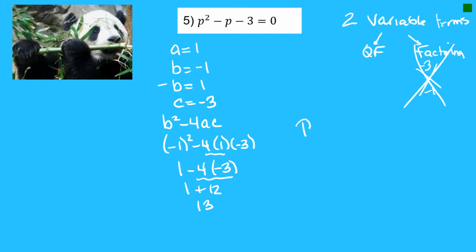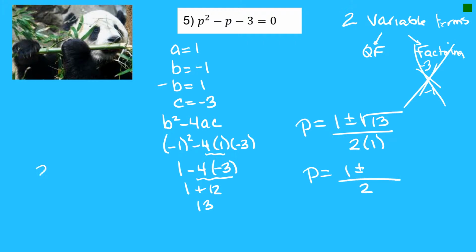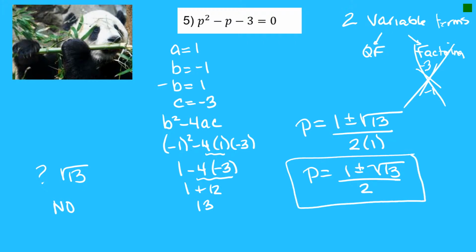So when I go to the quadratic formula, p is equal to the opposite of b plus or minus the square root of the value of the discriminant all over 2 times a. So I get 1 plus or minus the square root of 13, over 2 times 1, which is 2. The question is, is there a square root of 13? The answer is no, it cannot be simplified because 13 is a prime number. So that is your answer.